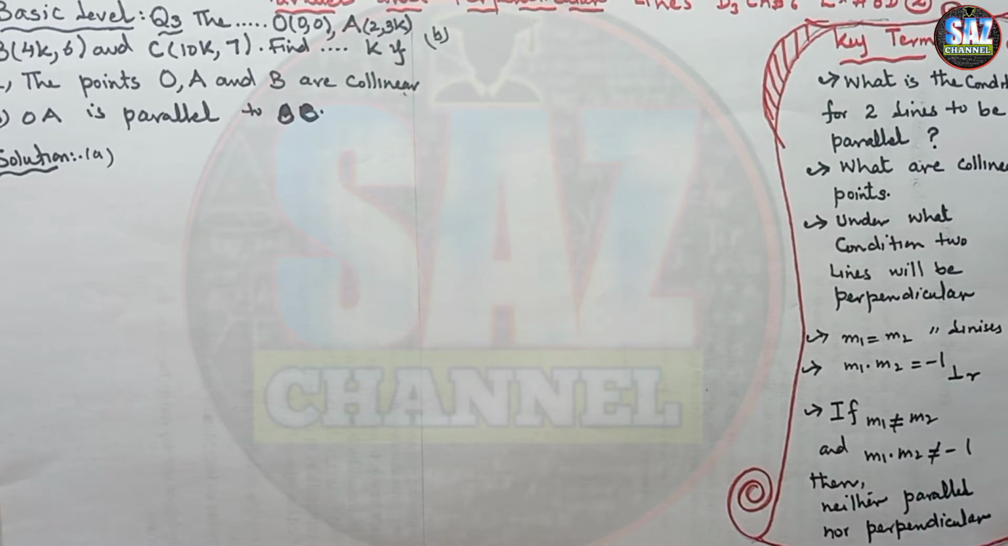This is my second lesson of D3, chapter number 6, exercise 6D, that is about parallel and perpendicular lines. What are the conditions for two lines to be parallel, and under what conditions will two lines be perpendicular to each other in coordinate geometry? These are the points that have to be really clear to all of my students.